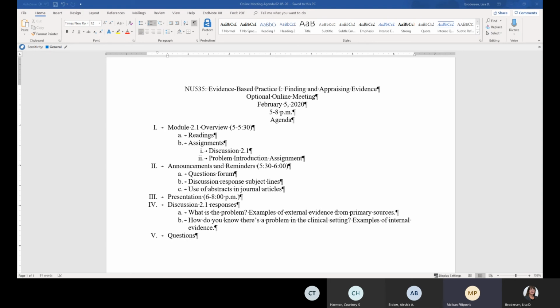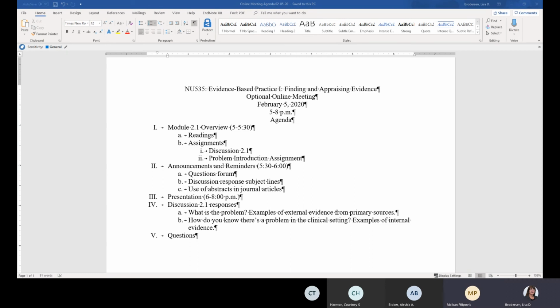And then external evidence. When I was looking for external evidence for the discussion question, I was looking for things that help me find more articles. Like what terms do I need to start using that are common in the literature so that I can better find the articles I need or want. Good idea. Yeah.